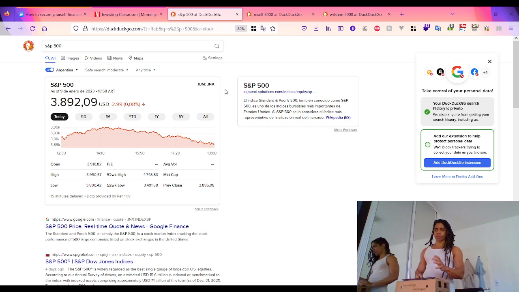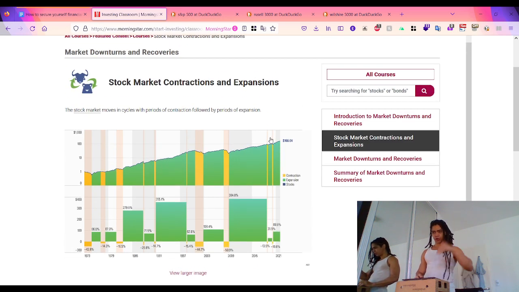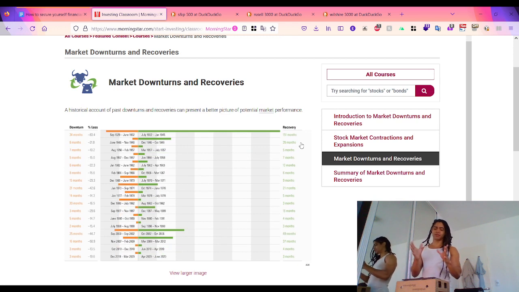So then I look at the market downturns and recoveries. The point of this, again, is looking at historical data of the past downturns and recoveries, so you can get a better picture of how the market performed.